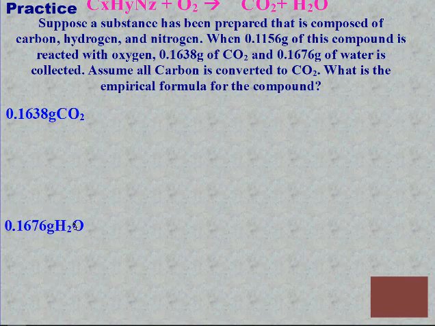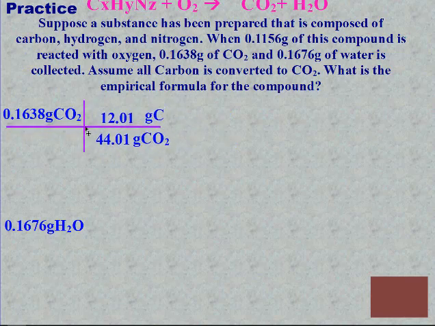And I would also recommend writing very small for this problem because it's going to be a lot of steps. So step 1, you rewrite our amounts out. And from the percent comp video, we need to find out of that 0.1638 grams of CO2, how many grams of it is carbon. So we set up our chart like so.